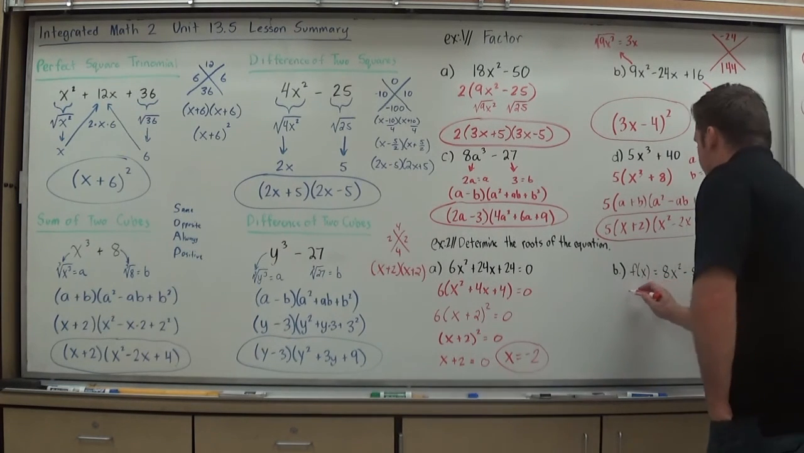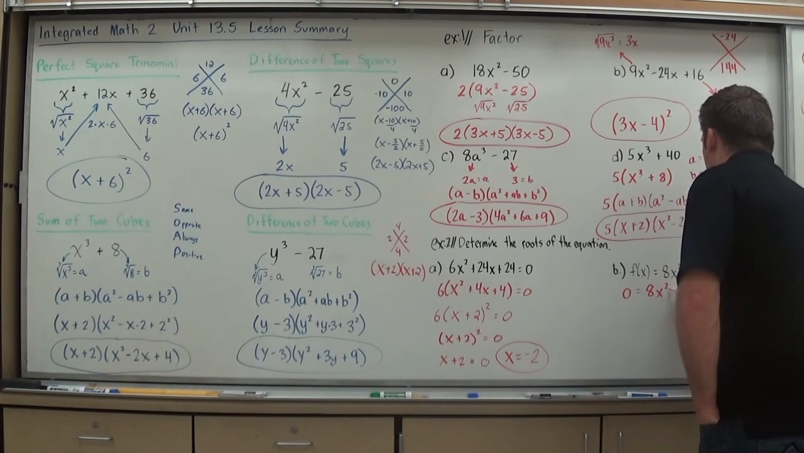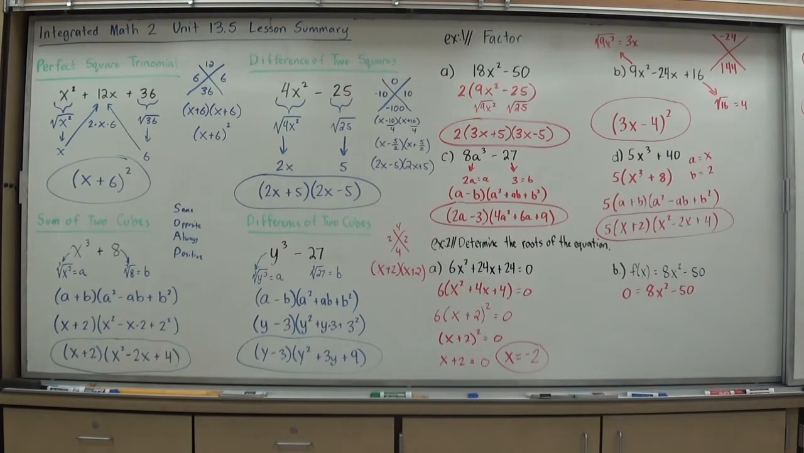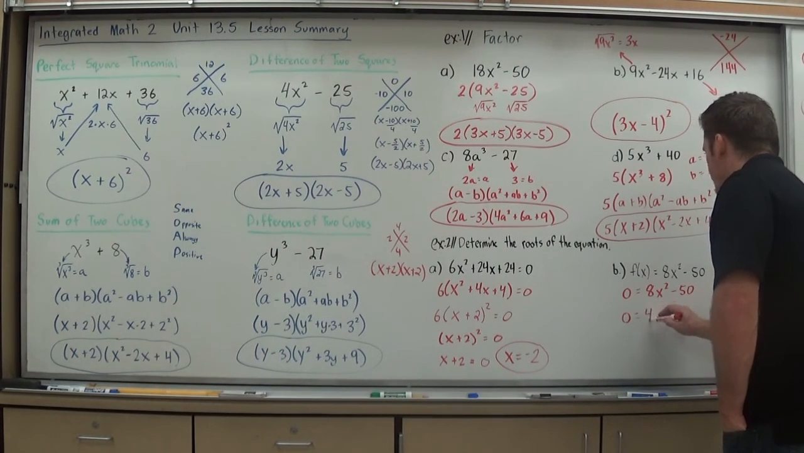Okay? B, when it's not given to you as an equation, but they want you to find roots, you have to know that those occur when the y portion of it is 0, or the function portion of it is 0. So I'm going to set it equal to 0 first, and then factor. Okay, what goes into 8 and 50? 4 goes into 8, 4 goes into 50. I think that's the GCF. I'm going to try that and see.